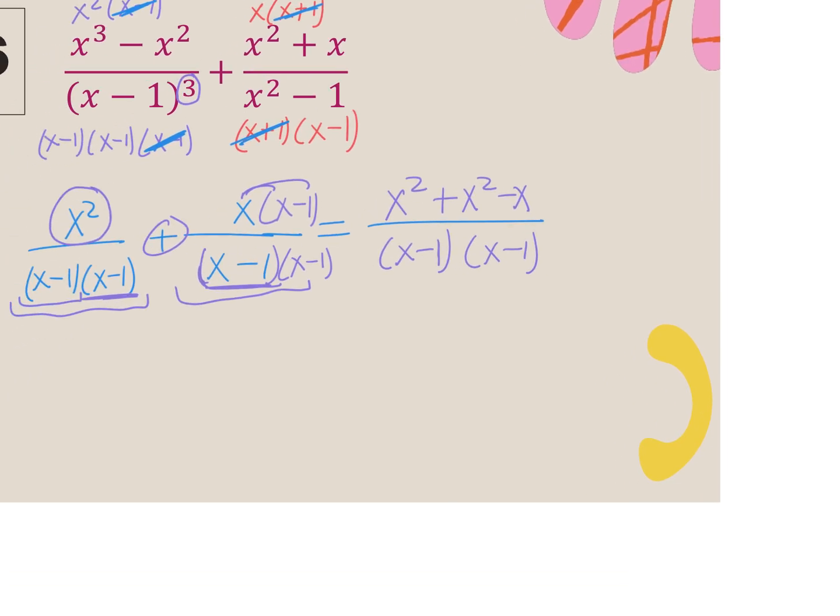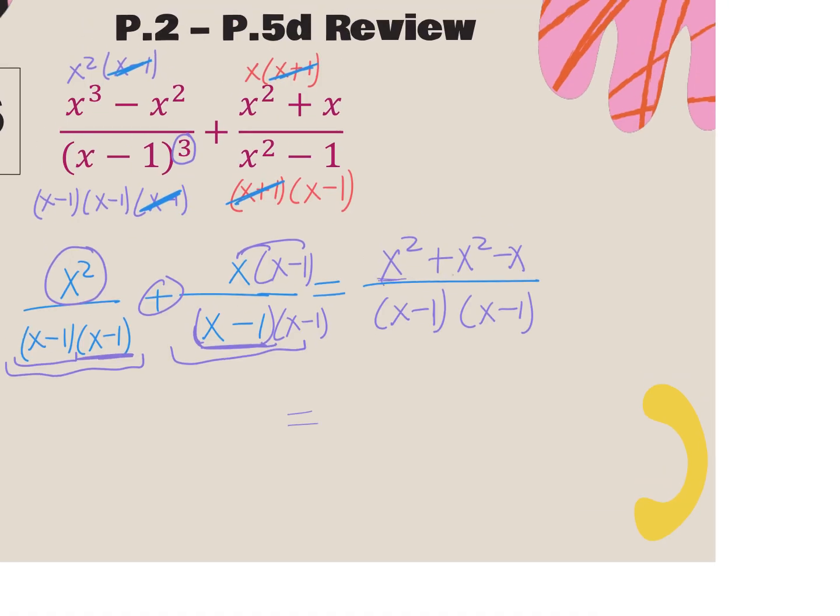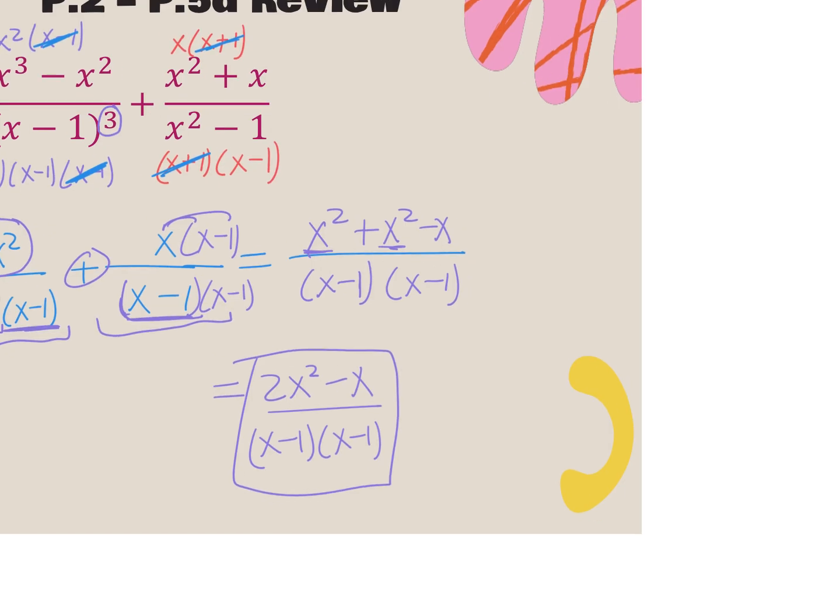All right, and then the very last thing I can do to fully simplify is combine the x squared and the x squared, and I would get 2x squared minus x over x minus 1, x minus 1. All right, so this is a perfectly acceptable answer.